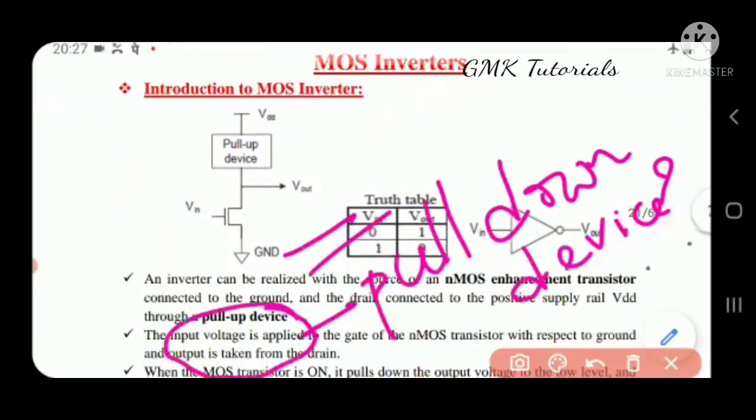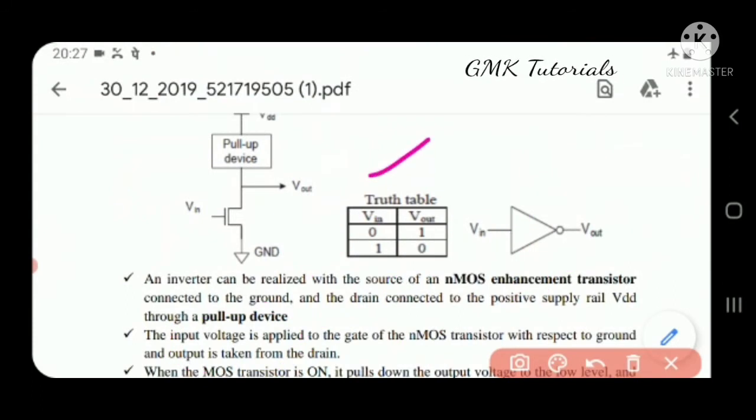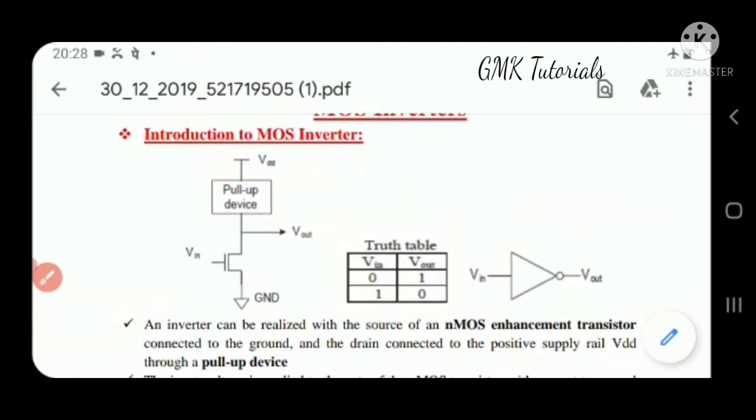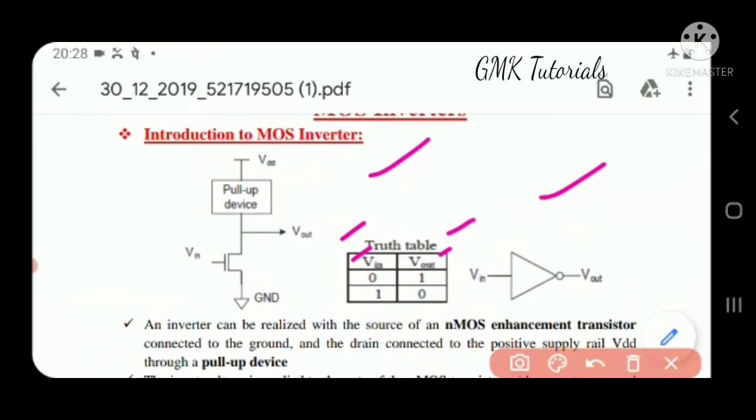This is the truth table for the inverter. If you are considering the inverter symbol, and you apply the input value 0, it produces the output value 1. If you apply 1 as the input, it produces 0 as the output value. Now observing this diagram, our question is why we call it a pull down transistor or pull down device. Here we are using the NMOS enhancement type transistor, it is important.